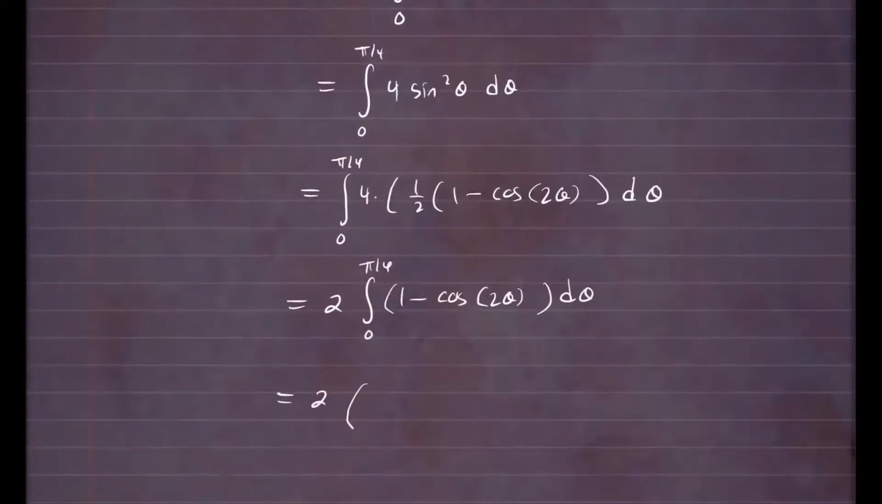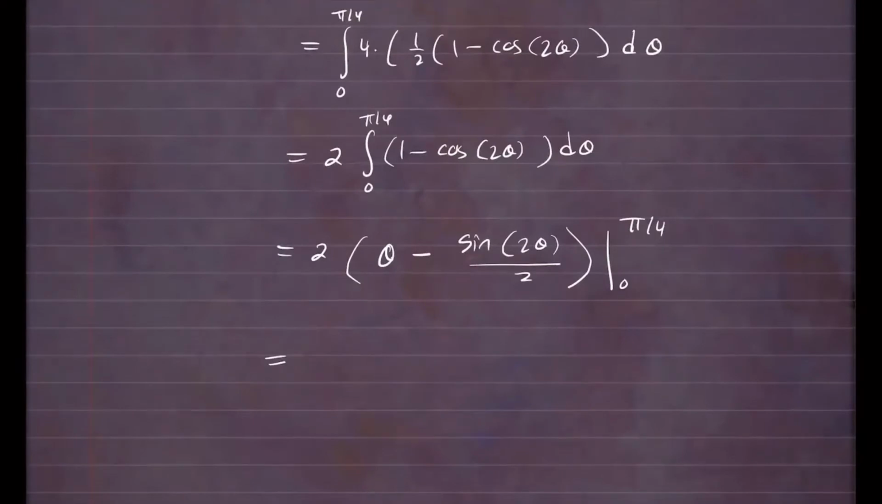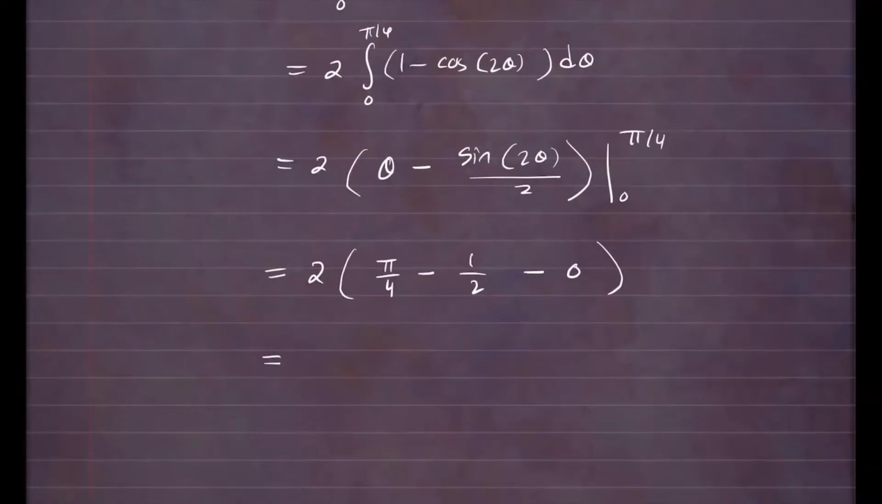And this would give us 2 times the integral of 1 with respect to theta, which is theta, minus the integral of cosine 2 theta, that's sine 2 theta over 2. We're going to take it from 0 to pi over 4. Then plug in the upper limit and lower limit of integration. We have 2 times theta equals pi over 4 minus sine of 2 times pi over 4. That's sine of pi over 2, so that's 1/2. And then when you plug in 0, you get 0. So all of this will simplify to simply pi over 2 minus 1. So the same thing that we got by doing directly.